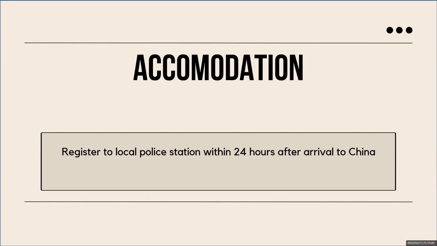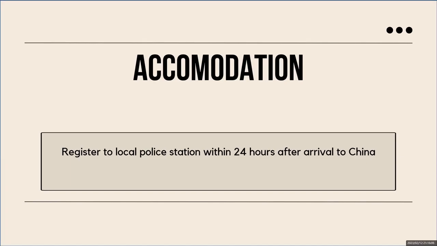Let me clarify a few things about this point. For example, if you're living in a hotel on your first day of arriving in China, this procedure will be automatically done by the hotel that you're living in. On the other hand, if you're living in an apartment on your first day of arriving in China, you need to take the required documents and go to the local police station to register yourself. As for the required documents, they will later be shared by my friend Walid.